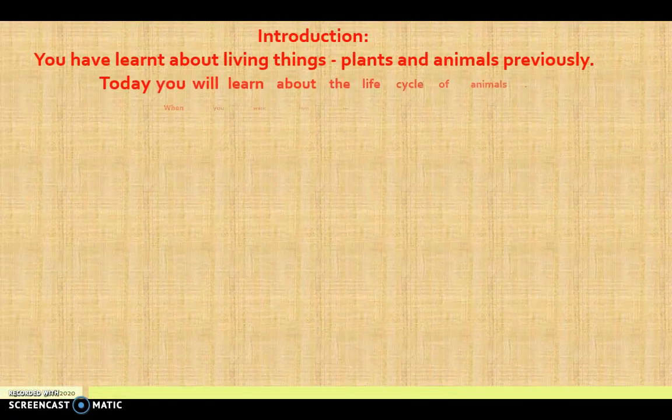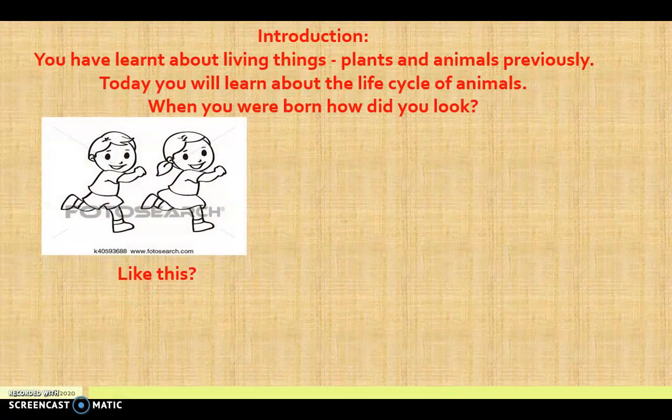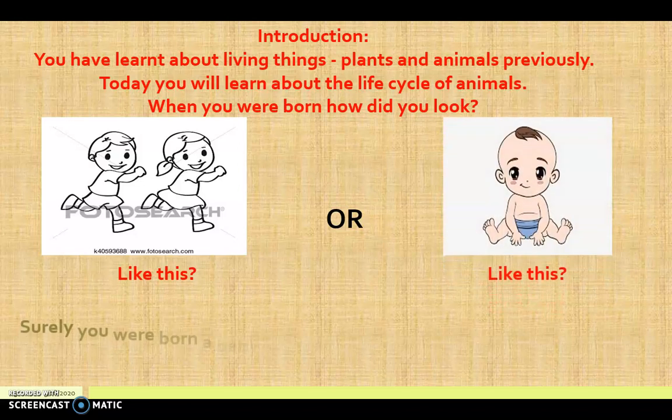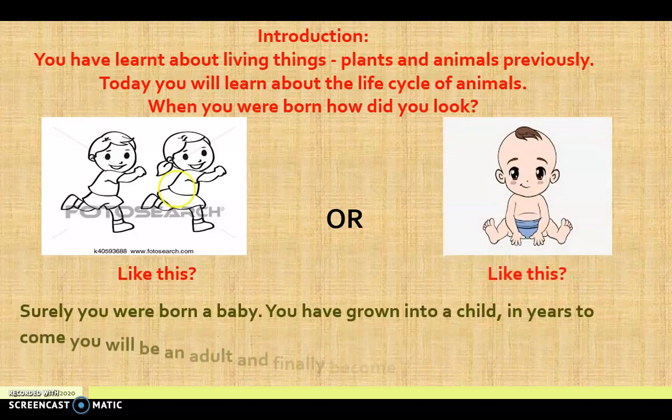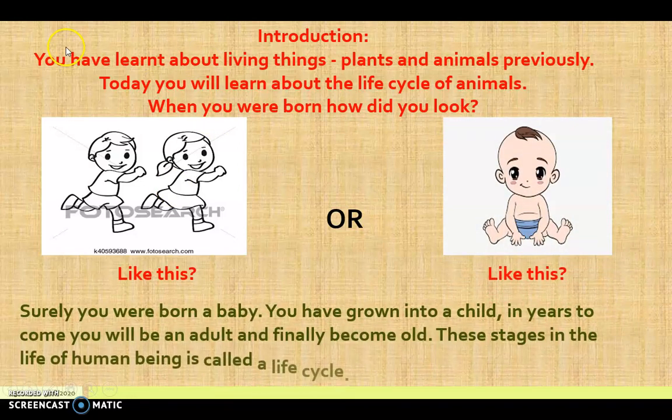Previously, you have learned about living things, that is plants and animals. Today you will learn about the life cycle of animals. How did you look like when you were born? Did you look like this or like this? Surely you were born a baby. You have grown into a child, and in years to come you will be an adult and finally become old. These stages in the life of a human being is called a life cycle.